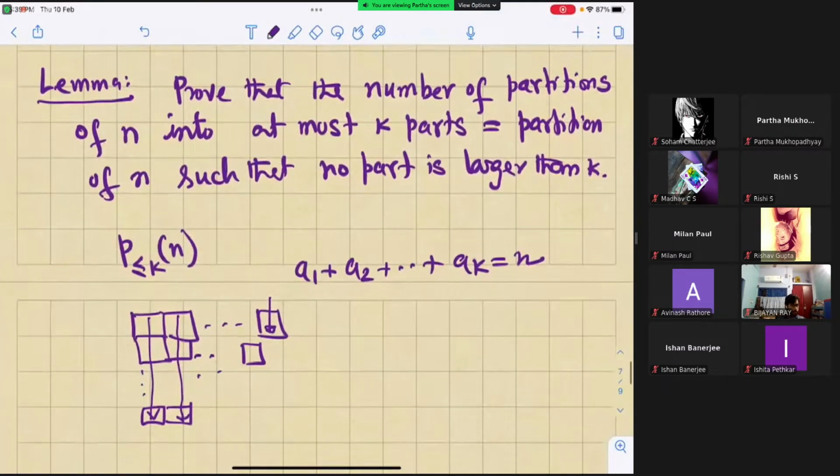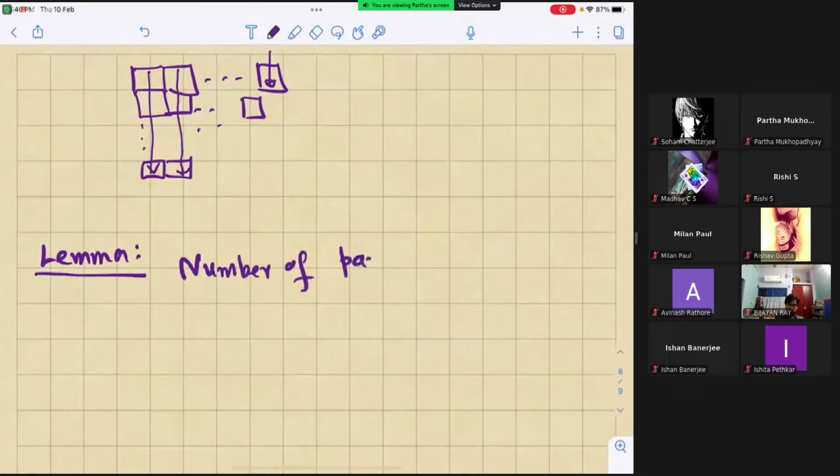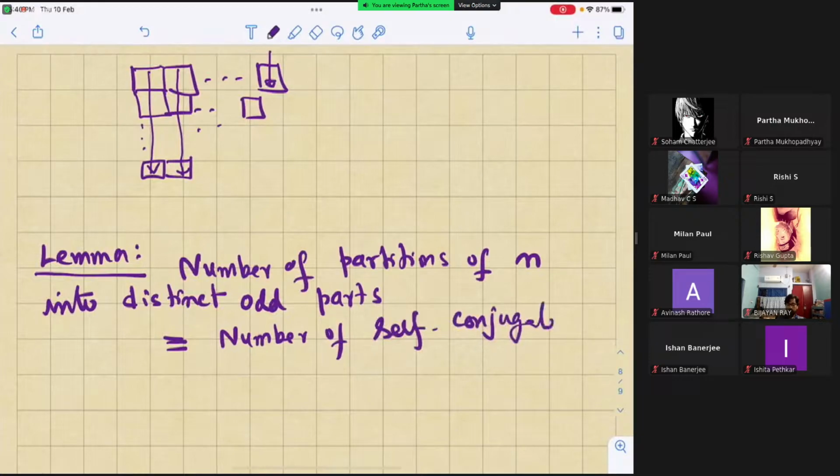Okay. So this is nice. So let's observe another lemma, that the number of partitions of n into distinct odd parts is equal to the number of self-conjugate partitions of n. This is the second problem.